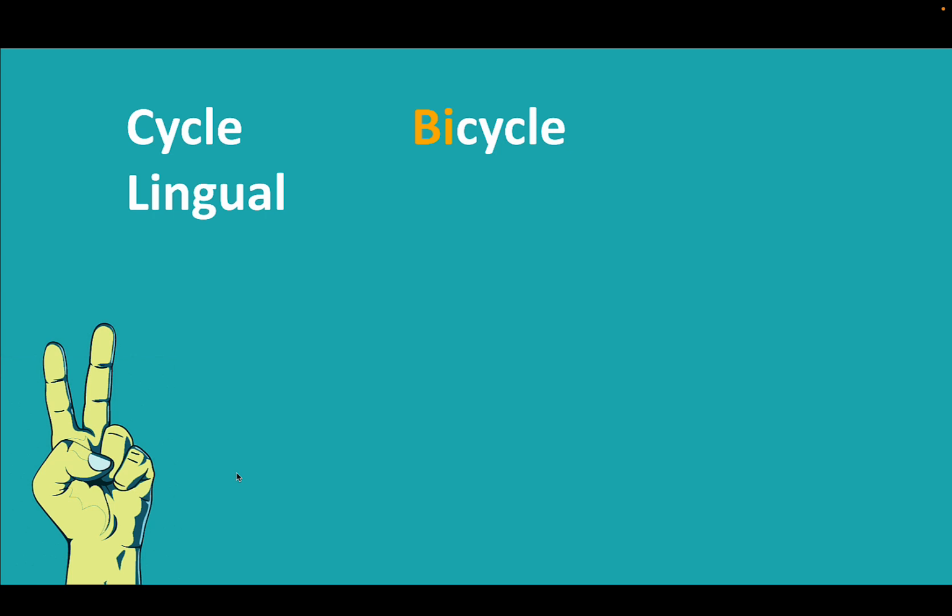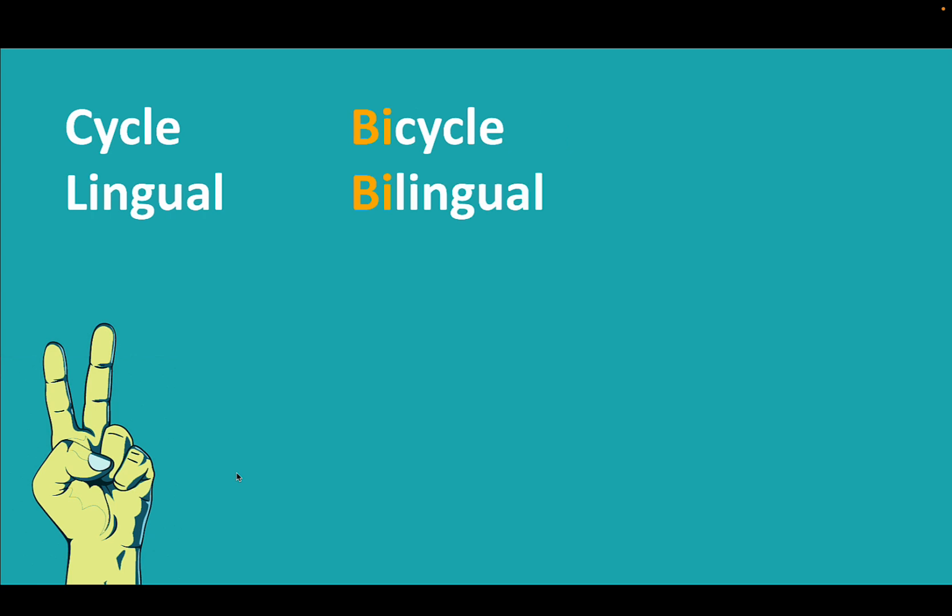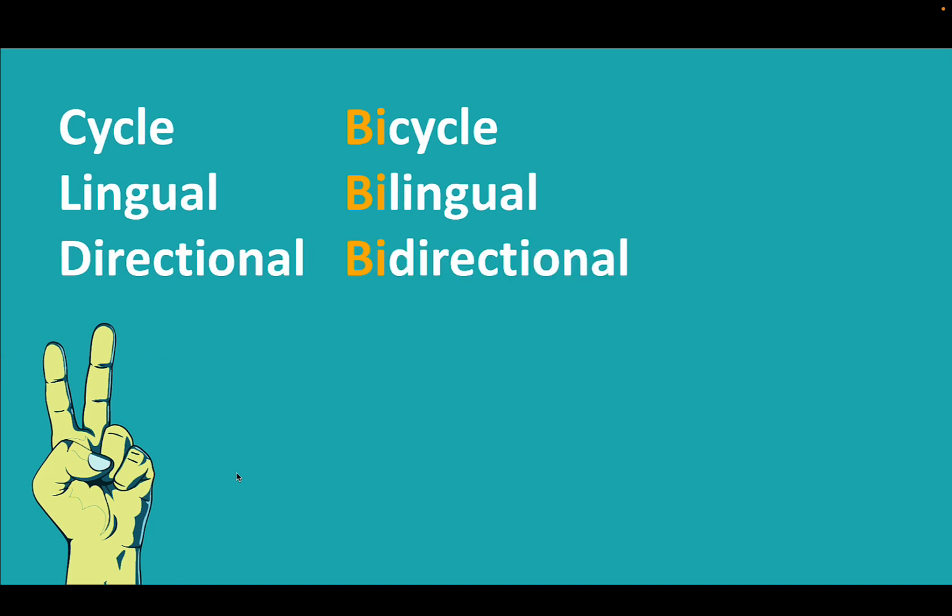Lingual. Well, if we add a bi in front of lingual, we can get the impression that that person knows two languages. If somebody's bilingual, we say, oh, she's bilingual. She knows two languages. The word directional, if you add bi in front of it, it's bidirectional. It can go in two different directions. Focal. And if you add a bi in front of that, you get a bifocal.